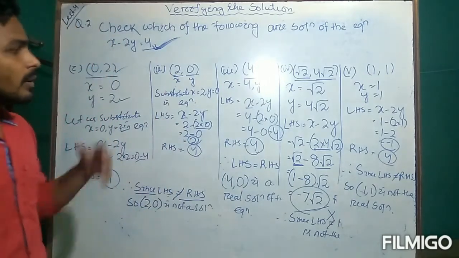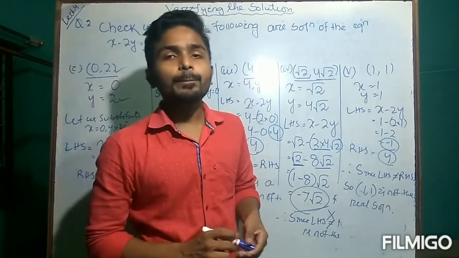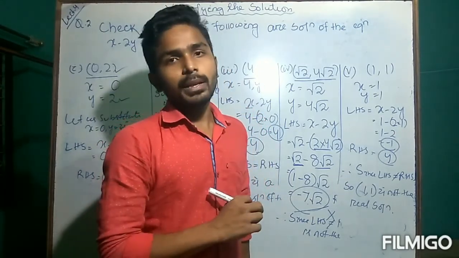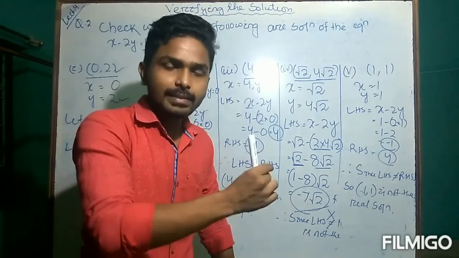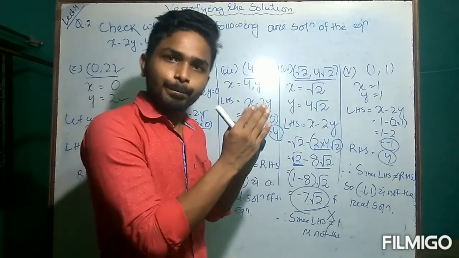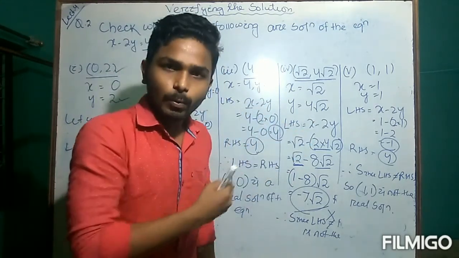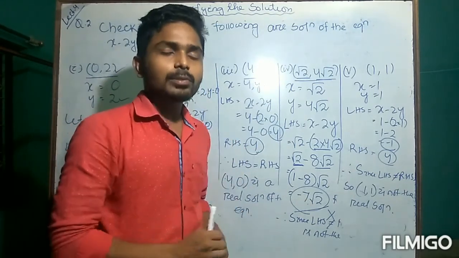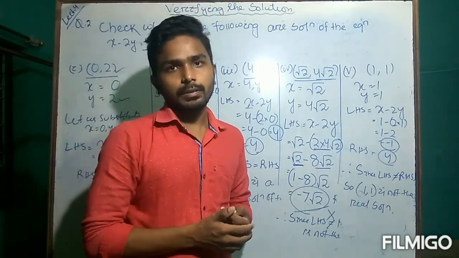Understood? So in this case or in any case, if you are going to find whether a particular pair of solution is the exact or the real solution of a linear equation in two variables, then you need to substitute the values of x and y in both LHS and RHS and verify whether both the sides are equal or not. If they are equal, then yes, that pair of solution is the exact solution, otherwise it is not the exact solution. Understood?